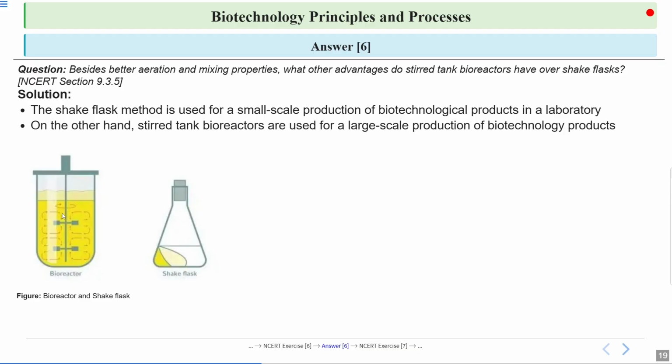So this you produce in the laboratory for doing any test, whether you get the product or not. And once you get the product, now you are ensured that by this procedure you can get the product at a larger scale, then you go for the bioreactors.